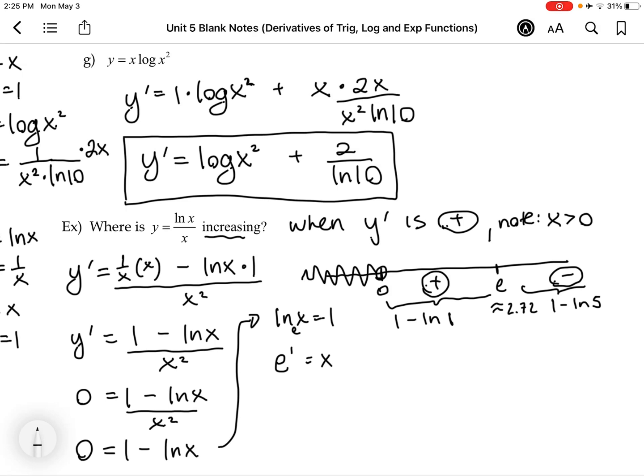So to answer the question, where is the function increasing? The function is increasing between 0 and e.